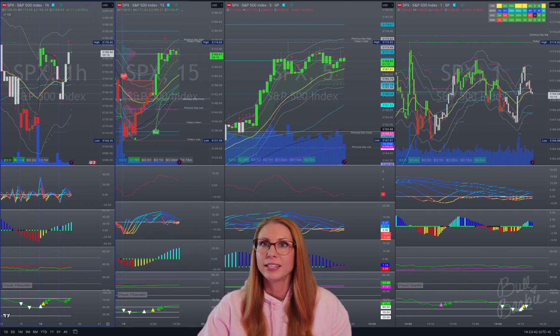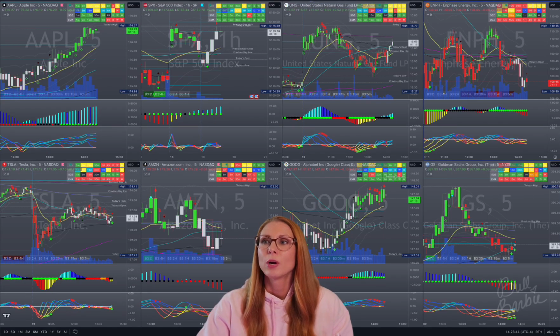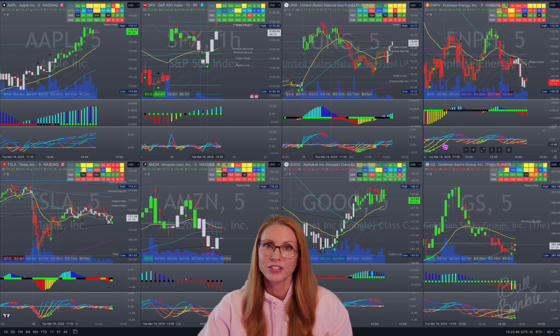Now this is watching the indexes. Of course, I'm also watching stocks all the time. So y'all know I watch tech stocks. I'm always watching other stocks too. So this is one of the old chart layouts that I have saved. This is kind of the similar idea.